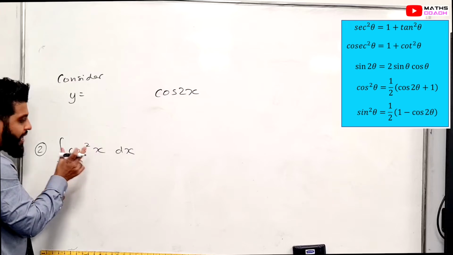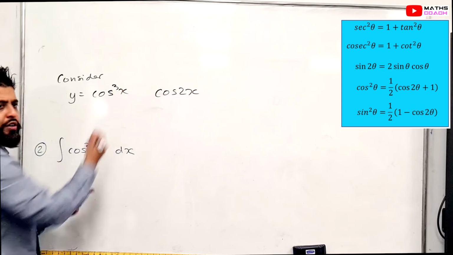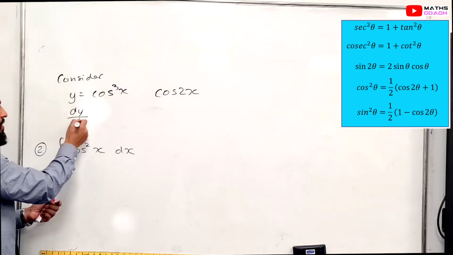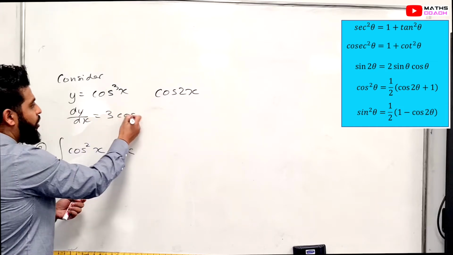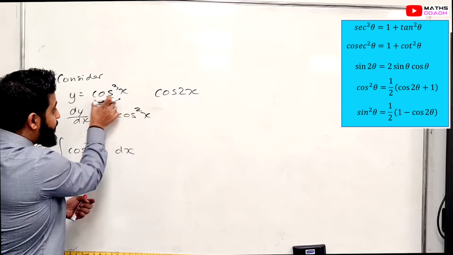But is anyone out here thinking, why don't you consider cos cubed x, for example? And then when you differentiate this, we have 3 cos squared x, and then what do we have to have here? Because we have to differentiate this now, it's a chain rule.